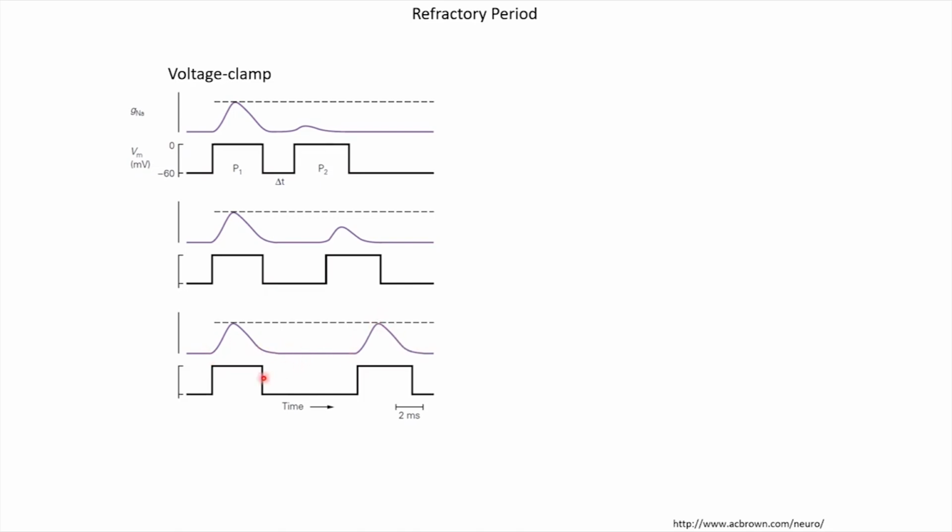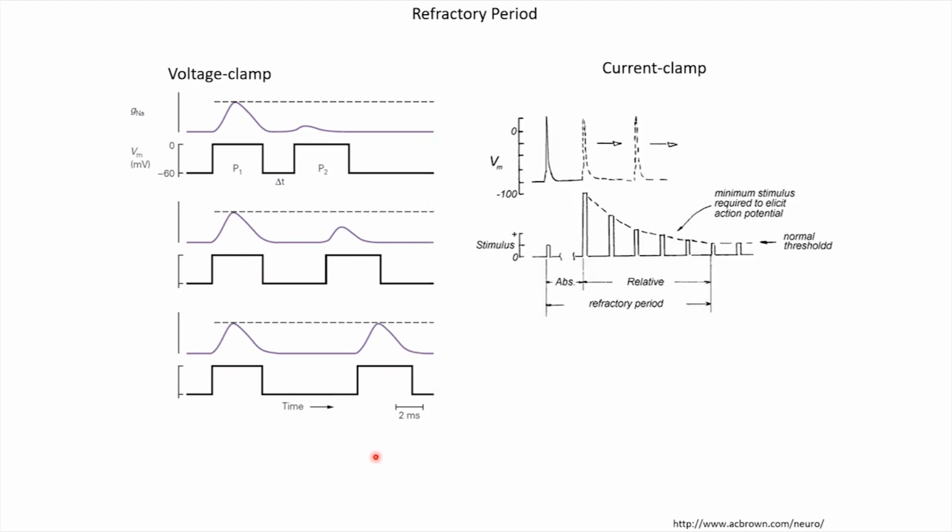So this tells us that a certain time is required before the sodium channels can go from the inactive state to the normal closed state and become available for opening again. Now this was in the voltage clamp case. In a normal neuron, or in a current clamp experiment where we are not controlling the voltage, the same thing is happening.